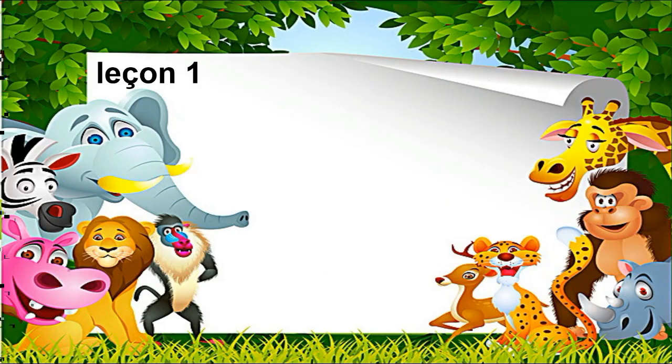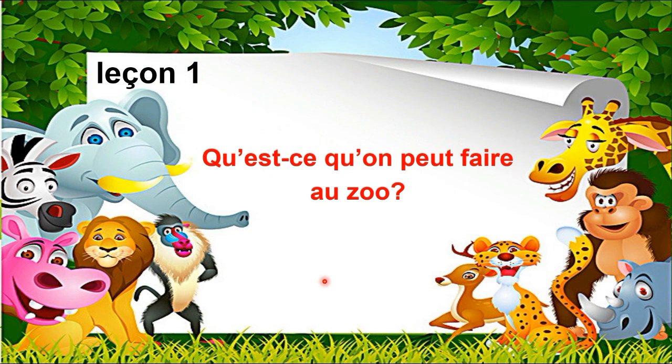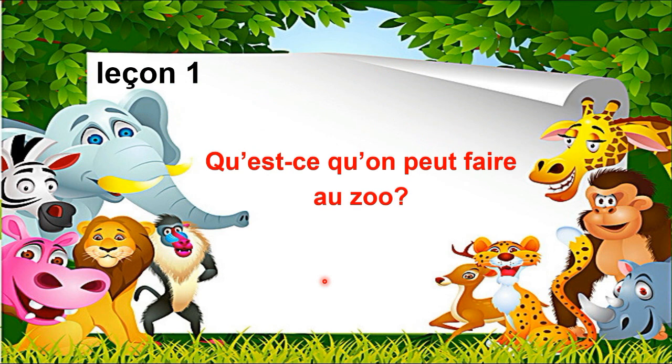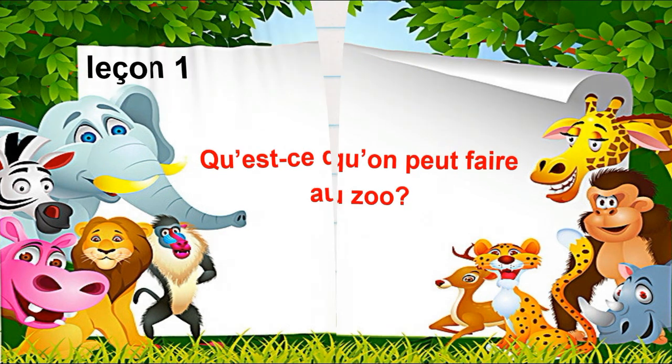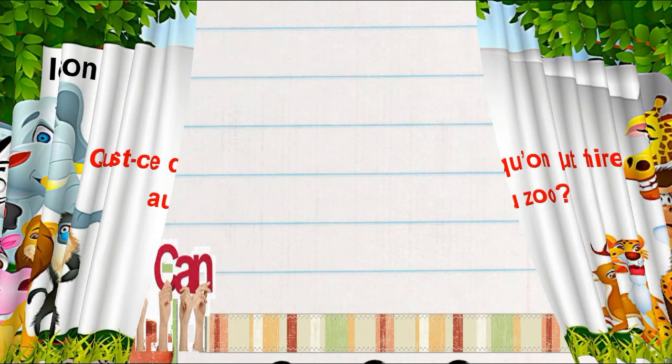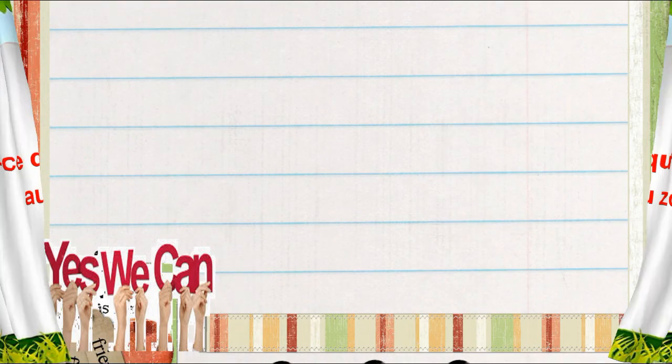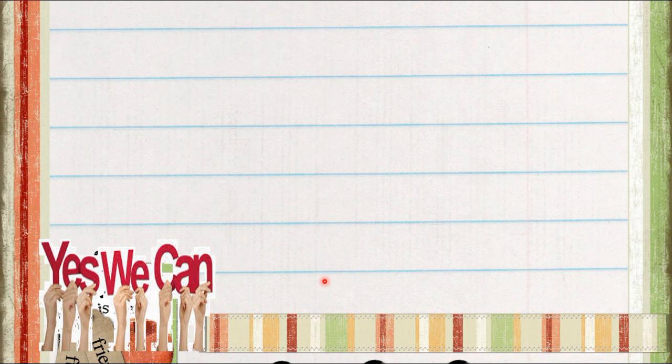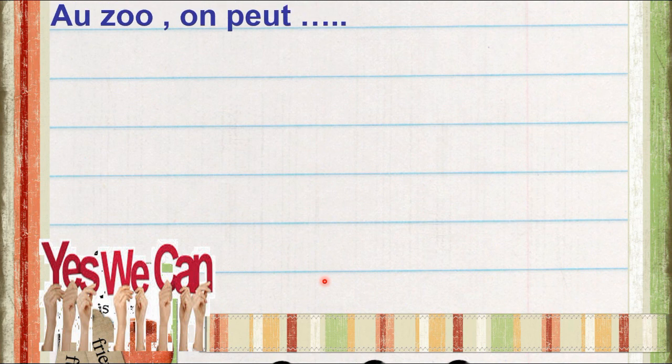Okay, now we know the infinitive form. We can use it now to describe what we can do in the zoo. Qu'est-ce qu'on peut faire au zoo? If you go to the zoo, we have something we can do in any place. We have rules we must respect. So qu'est-ce qu'on peut faire au zoo? Au zoo, on peut what?